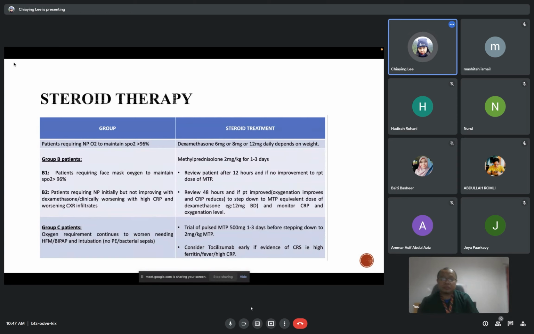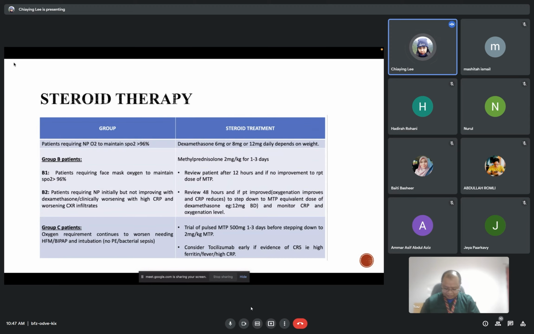And this table I think we usually practice in the ward. Like those who require nasal prong, we give dexamethasone, and group B patients where they require face mask or they require nasal prong but don't improve with dexamethasone, we will give them methylprednisolone.